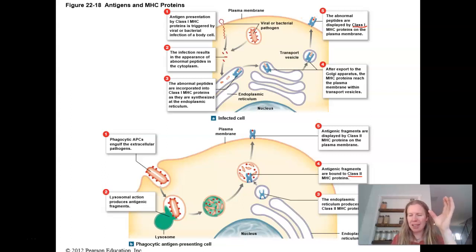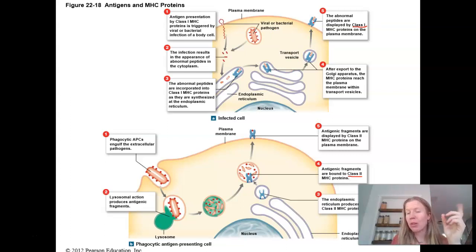They present them to parts of the immune system, right? In particular, what we're going to see is these MHC1 proteins are going to be checked by cytotoxic T cells. Okay, so every cell in the body is constantly taking a sample with MHC1 and putting it up on the surface for the immune system to check.